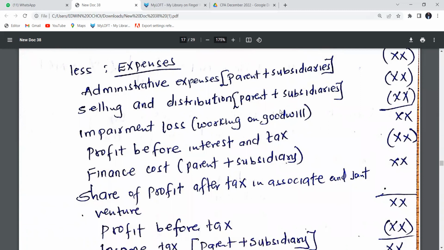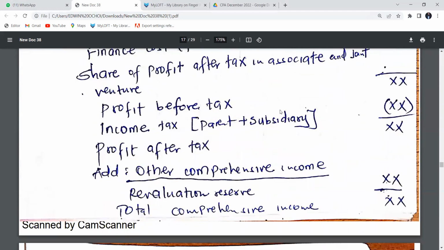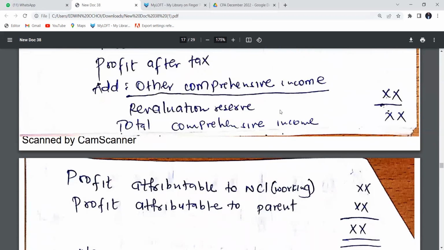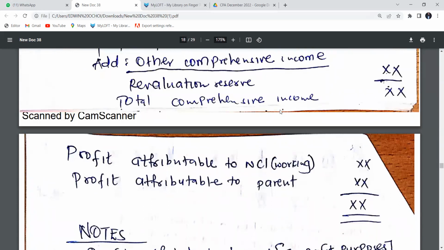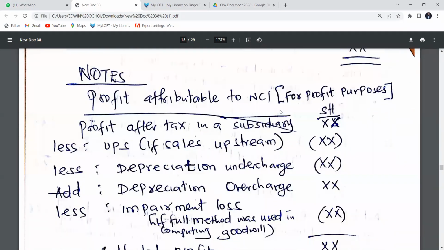Then remember that if there were, other than subsidiaries, associates or joint ventures, before deducting tax, you have to check what you received from the associates or joint ventures. So you have to take the share of the profit after tax in those companies as your income, as the parent's income. Then you get profit before tax, you raise tax, you minus. You get profit after tax, you add other comprehensive incomes. Then you have to share something to the minority shareholders, and what is remaining goes to the parent. We'll do an illustration.